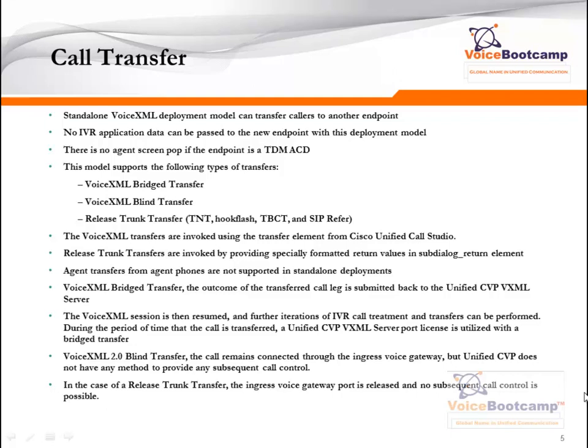With the blind transfer, the call remains connected through the ingress gateway, but the CVP does not have any method of providing any subsequent call control because it no longer controls the call. In the case of release transfer, the ingress gateway port will be released because the release transfer will be based on the trunk. So this is basically the overview of the standalone call flow model. The next chapter will focus on the other models such as the call director, VRU, and comprehensive.